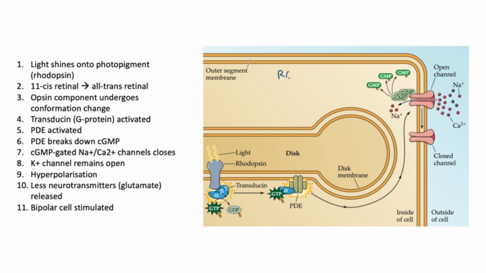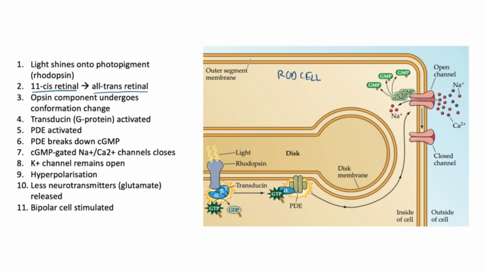This is a rod cell. Okay, and rod cells have photopigments called rhodopsins. Rhodopsin consists of a retinal and opsins. So when light shines onto these photopigments, the retinal, which is in a state of 11-cis retinal, gets converted into 11-trans retinal. And this change will cause a conformational change in the opsin component.